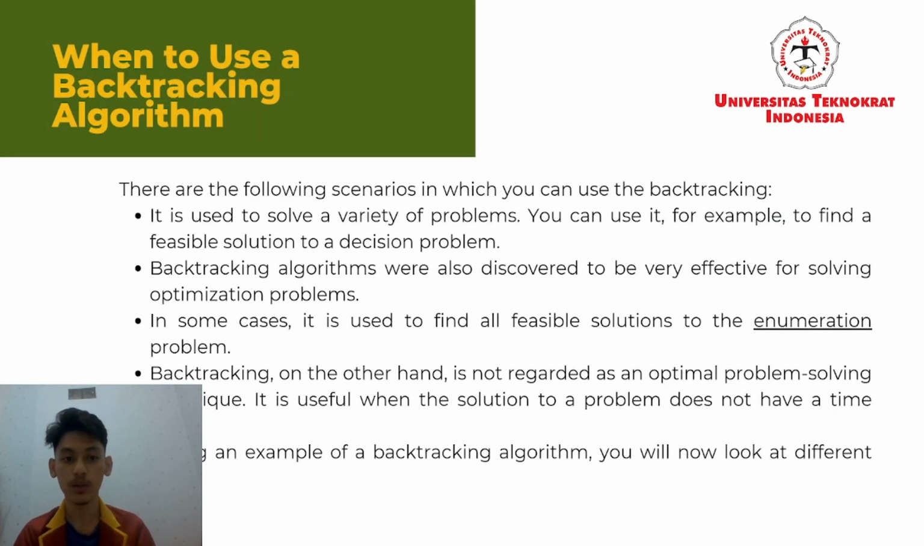When to use a backtracking algorithm? There are the following scenarios in which you can use backtracking. It is used to solve a variety of problems. You can use it, for example, to find a feasible solution to a decision problem. Backtracking algorithms were also found to be very effective for solving optimization problems. In some cases, it is used to find a possible solution to the enumeration problem.